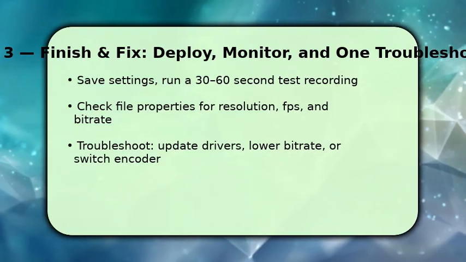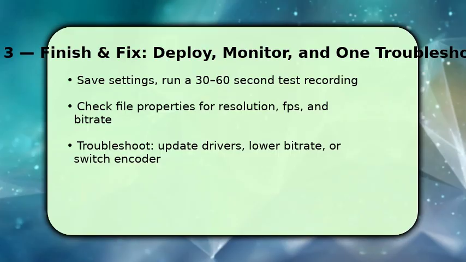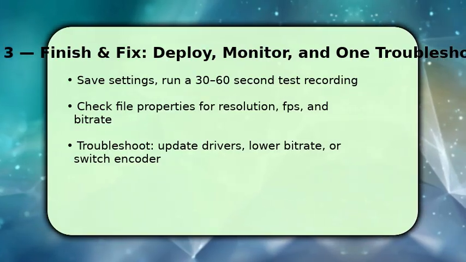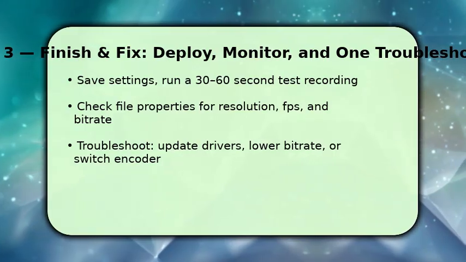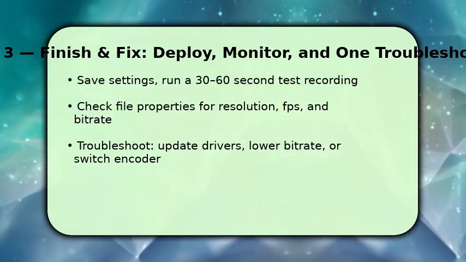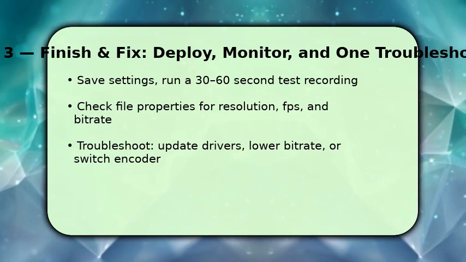If the video is choppy or resolution isn't applied, update GPU drivers first, then lower bitrate or try the alternate encoder. You can also toggle desktop capture versus in-game capture to isolate the issue. One key tip: restart the game and overlay after changes to ensure they apply.